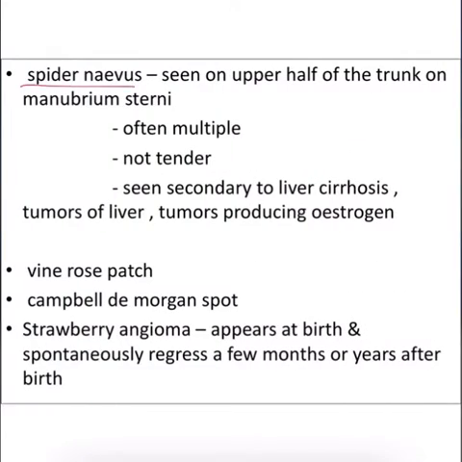Spider nevus appears on the upper half of the trunk, on the manubrium sterni, often multiple. They are non-tender. Mostly the questions come with liver disease: liver cirrhosis, liver tumor, or tumors producing estrogen cause spider nevus. You need to remember the other signs of liver cirrhosis also. Then there are the senile angioma, Campbell de Morgan spot, and strawberry angiomas, which appear at birth and spontaneously regress after a few months or years.